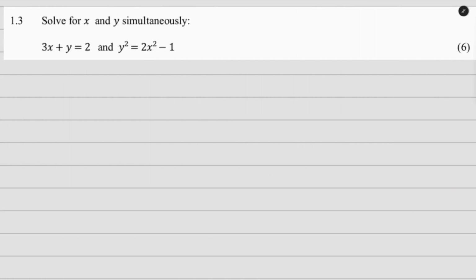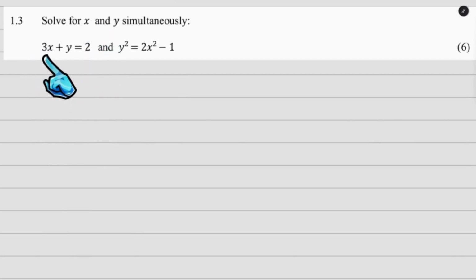Question 1.3 gives us simultaneous equations. That's where you're given two equations and two variables, and you're asked to solve for the variables simultaneously. So you're always going to start with the simpler equation. This one has squares in, so that looks quite complicated to me. This one looks a bit easier to work with.